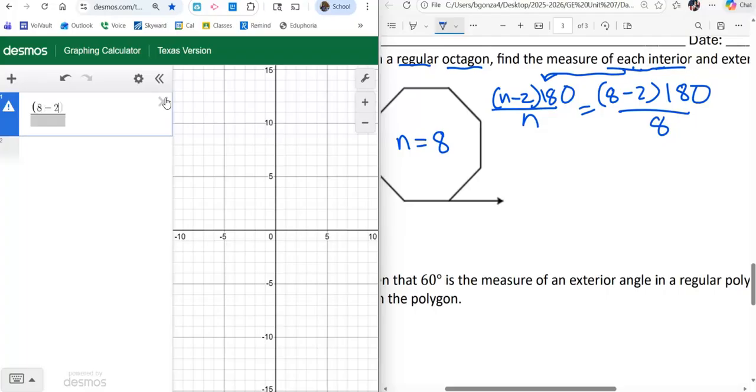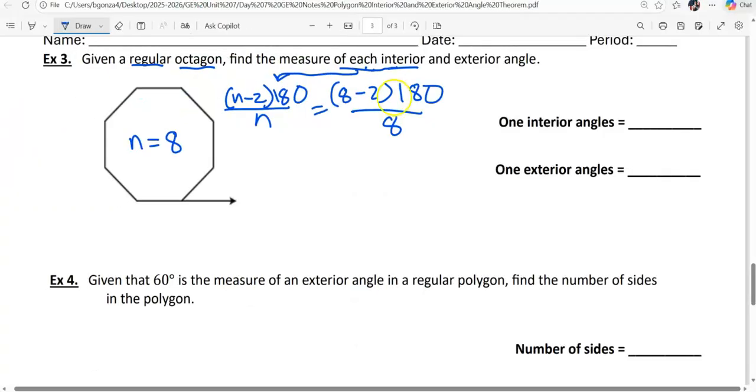Look. 135, okay? So I found 135 as my... Now, by the way, it'll say each interior, or it could say one interior. Same thing. Each, one. And we got what, 135? I've already forgot. Yeah, 135 degrees.